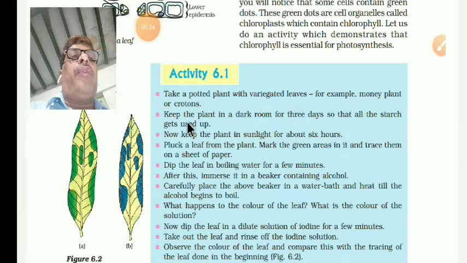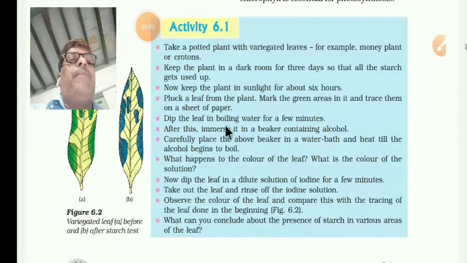And next what you have to do, keep the plant in the dark room for 3 days so that all the starch gets used up. Whatever starch is stored, the plants are using it. Now keep the plant in sunlight for about 6 hours. Then you have to go for plucking.